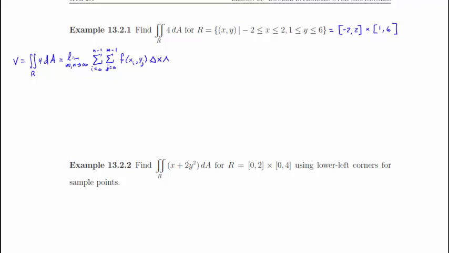delta x, delta y. So we need expressions for x sub i, y sub j, delta x, delta y. My function here, we have f of x sub i, y sub j equals 4, and we have delta x, so the total width of the x is 4, and we're cutting that into n subintervals. Delta y equals, total width is 5, we're cutting that into m subintervals.